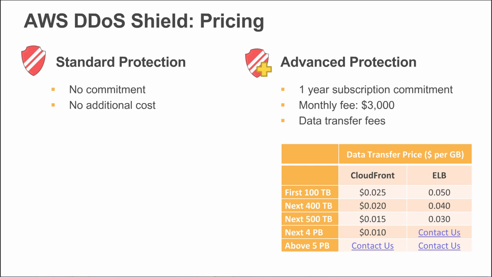And of course, to use AWS services, there is no commitment. So there is no commitment to get standard protection. The advanced protection is a paid service. We do require that you subscribe to advanced protection for 1 year and provide us a commitment for that. Advanced protection has two dimensions of fees. The first one is a monthly fee, which is a $3,000 fee. That's a recurring fee for every month. And that's a fee that's per customer.